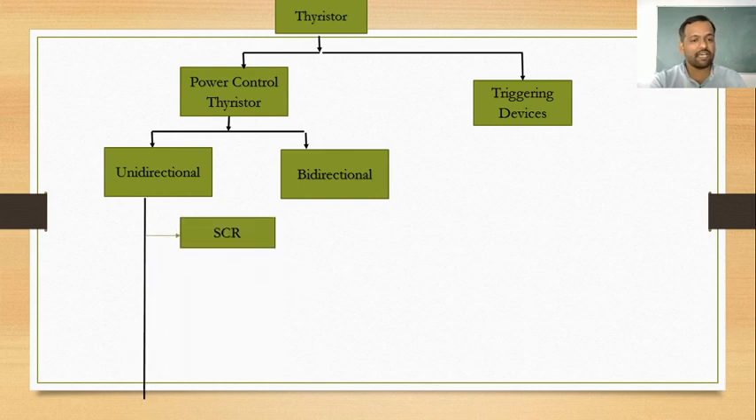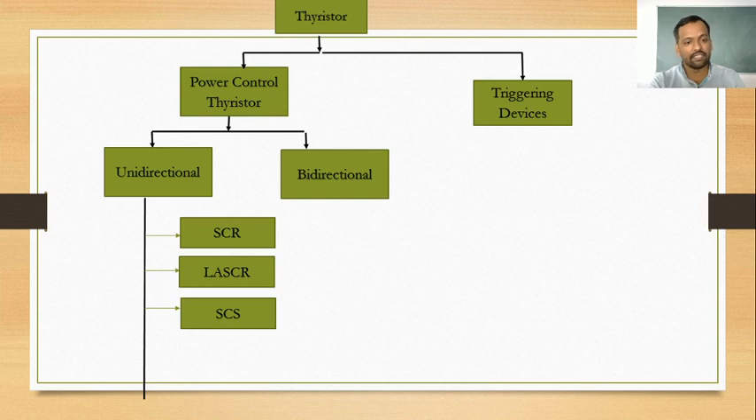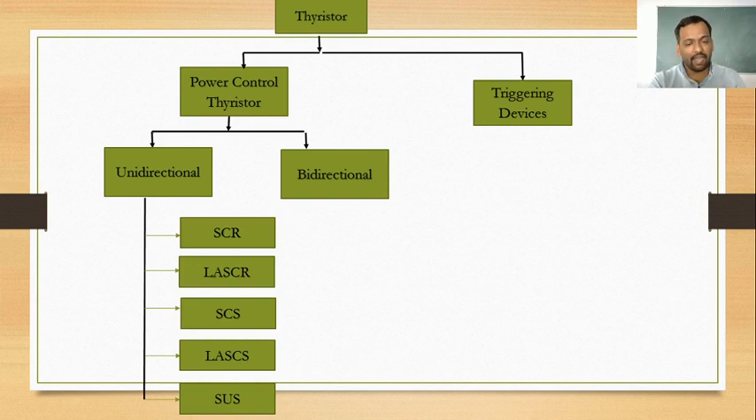Unidirectional thyristors are SCR, silicon controlled rectifier. Also, we have prepared a video on SCR, then LASCR, light activated SCR, SCS, silicon control switch, LASCS, light activated silicon control switch, then silicon unilateral switch. And the bidirectional device of power control thyristor is TRIAC. TRIAC means triode that controls AC. In TRIAC, there are two terminals MT1 and MT2, and the third terminal is the gate. Current always flows from MT1 to MT2 or MT2 to MT1 depending upon the polarities.